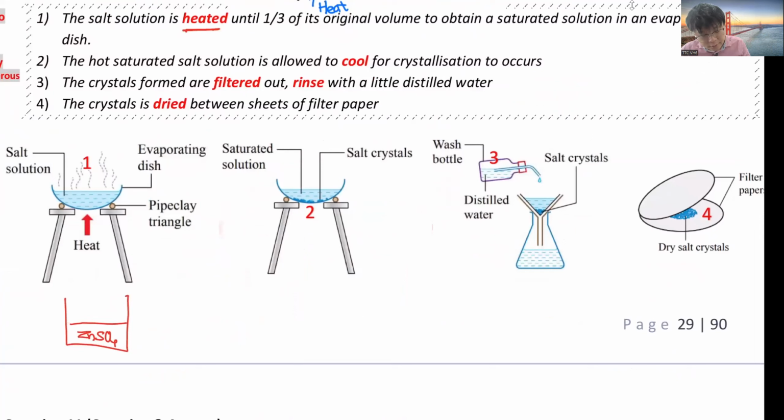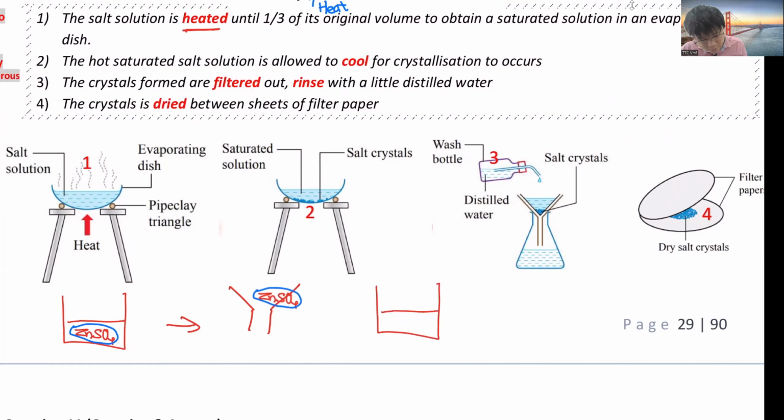When it becomes saturated, the solid will form after cool down. After cool down, you get the solid already. Then the next one, you filter, because when you filter, the zinc sulfate will come out, because zinc sulfate becomes salt crystal. So the zinc sulfate will come out.